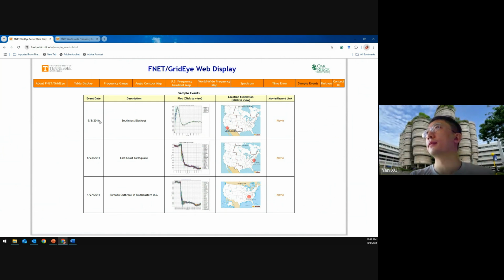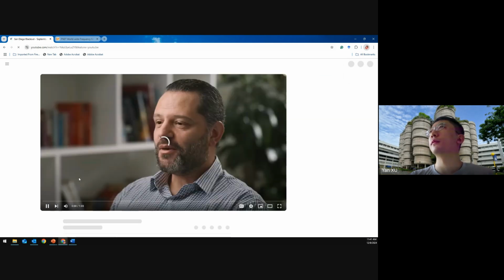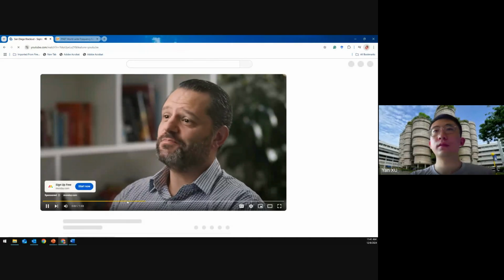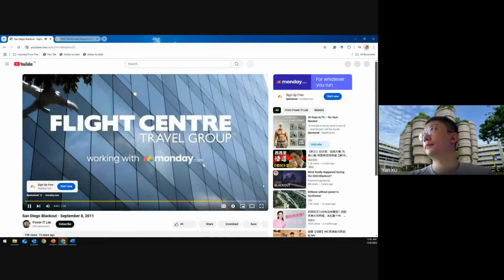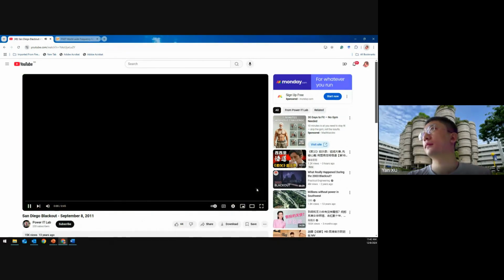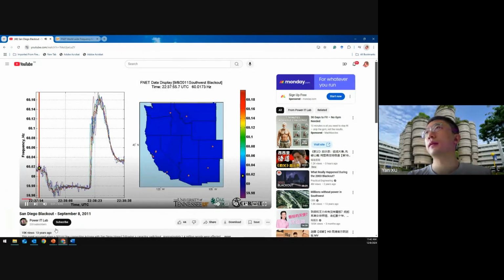Now I want to show some blackout events you see during the frequency measurement. So you can see this is a blackout. Let's see what the frequency looks like. Initially, the frequency stays around 60 hertz. After that, suddenly there is a disturbance. The frequency drops to 59.96.